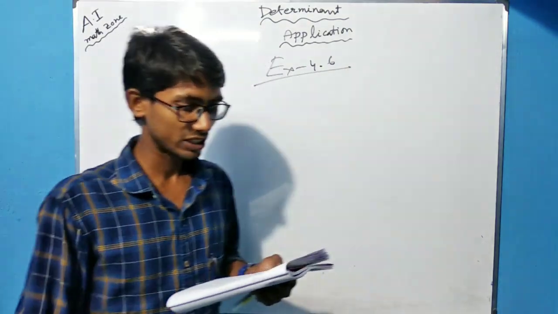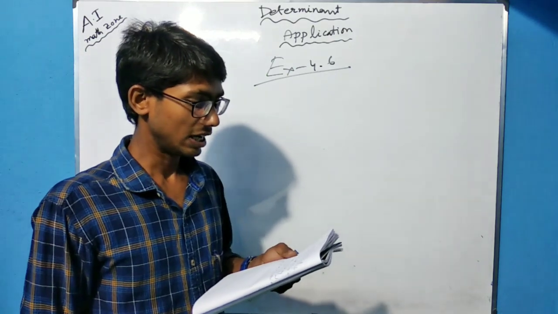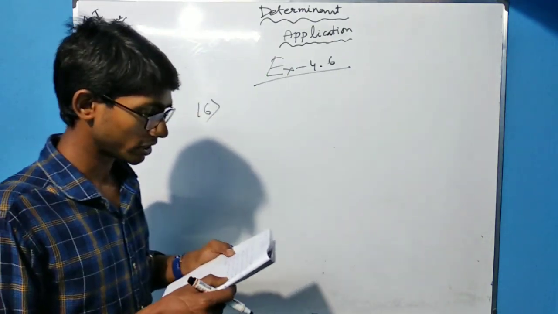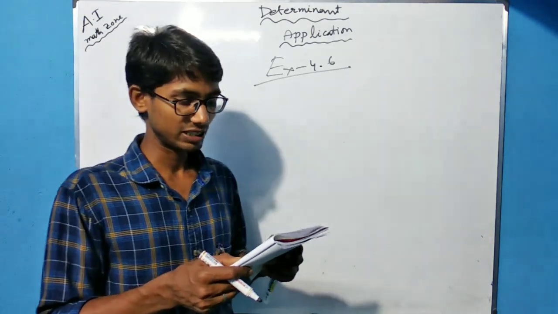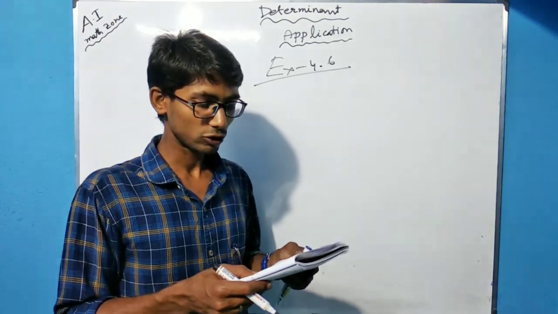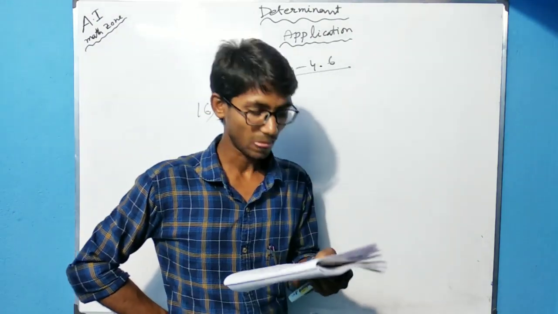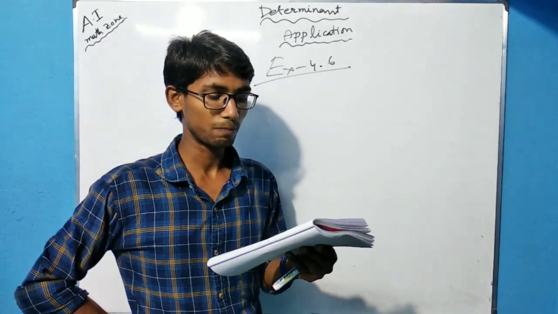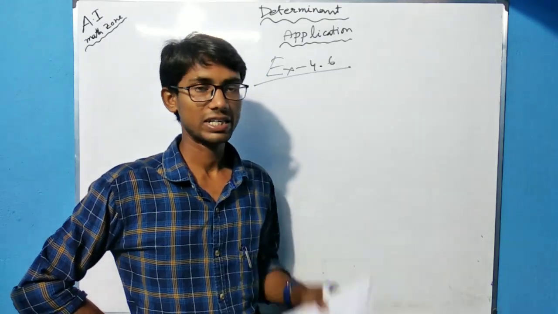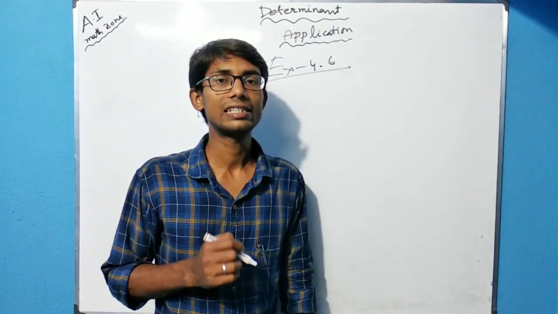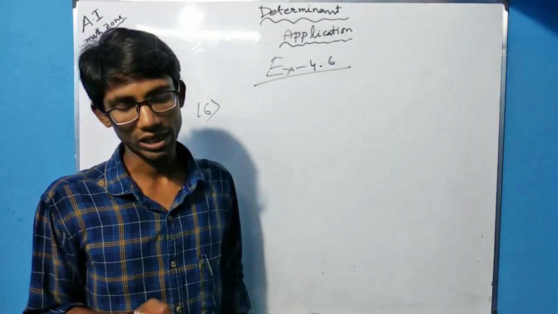The cost of 4 kg onion, 3 kg wheat and 2 kg rice is rupees 60. And the cost of 2 kg onion, 4 kg wheat and 6 kg rice is rupees 90. The cost of 6 kg onion, 2 kg wheat and 3 kg rice is rupees 70. Find the cost of each item per kg by matrix method. So you have to find what is the cost of each kg onion, rice and wheat.